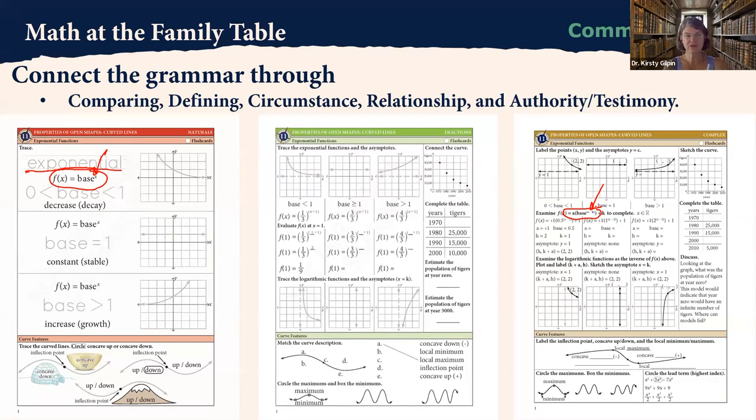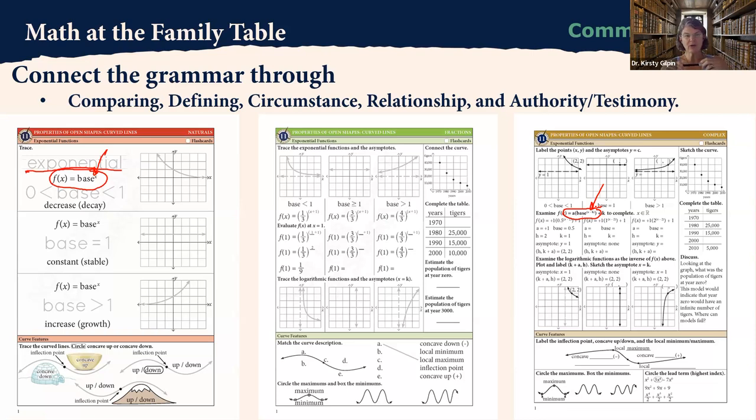So I can use those relationship questions with my youngest students just to compare and know what order my numbers go in. With my older students, I might push them a little bit farther and say, okay, well, what impact does that have on my graph? And so looking at those relationships.